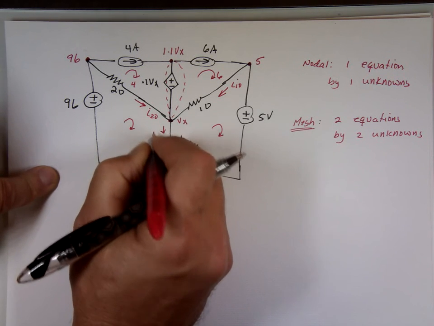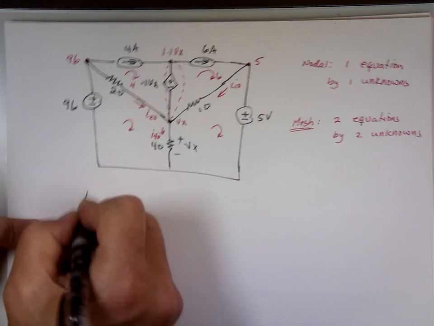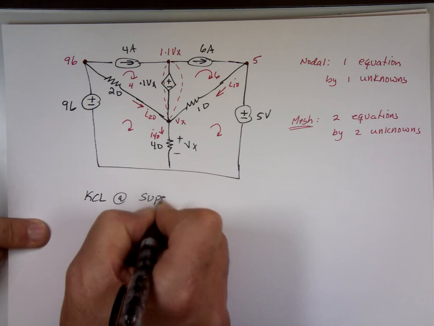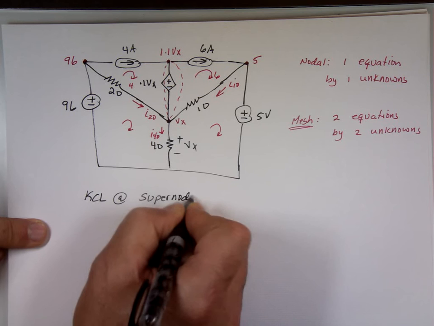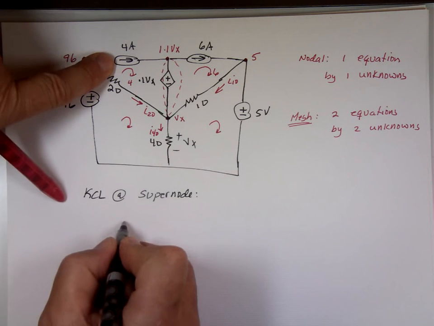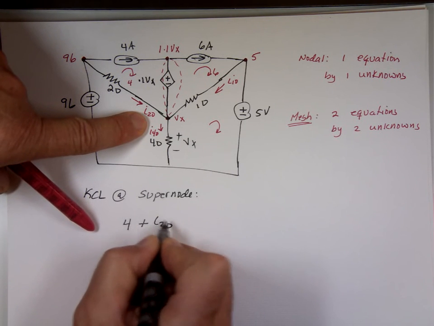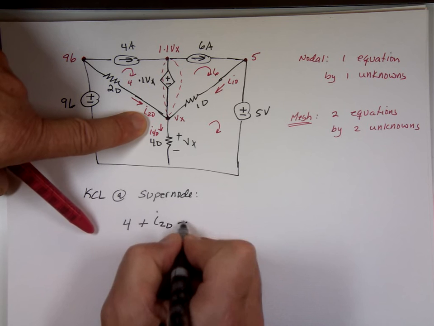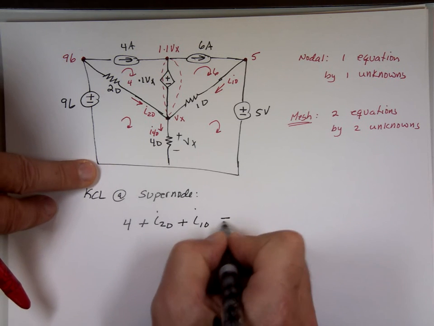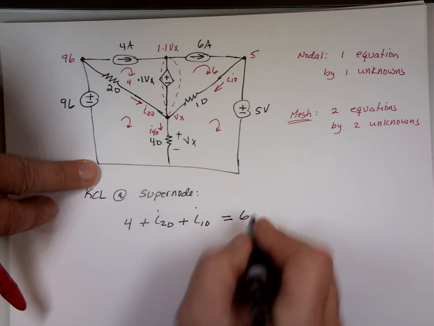So if you do KCL of the supernode, what do we have? What's the current going in? We got the 4 amps going in. We got I-20 going in. We got I-10 going in. And what's leaving that node? I see the 6 amp leaving up there, and I see I sub 40 leaving down there. That's it.